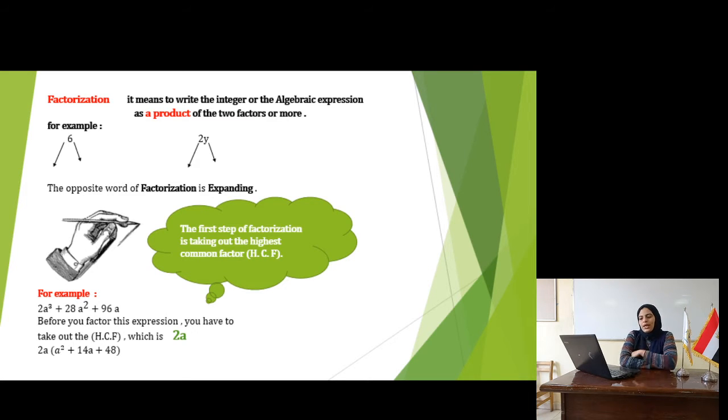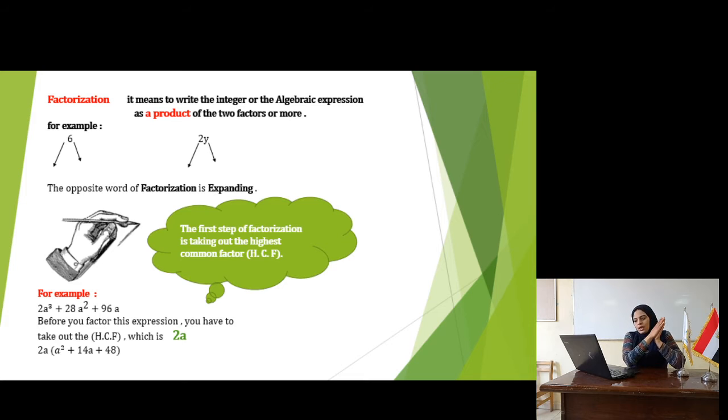As we see, we have 2, 28, and 96. The common factor between the numbers is 2. And we have a power 3, a power 2, and a. The common factor between a power 3, a power 2, and a is a. So the highest common factor here is 2a.